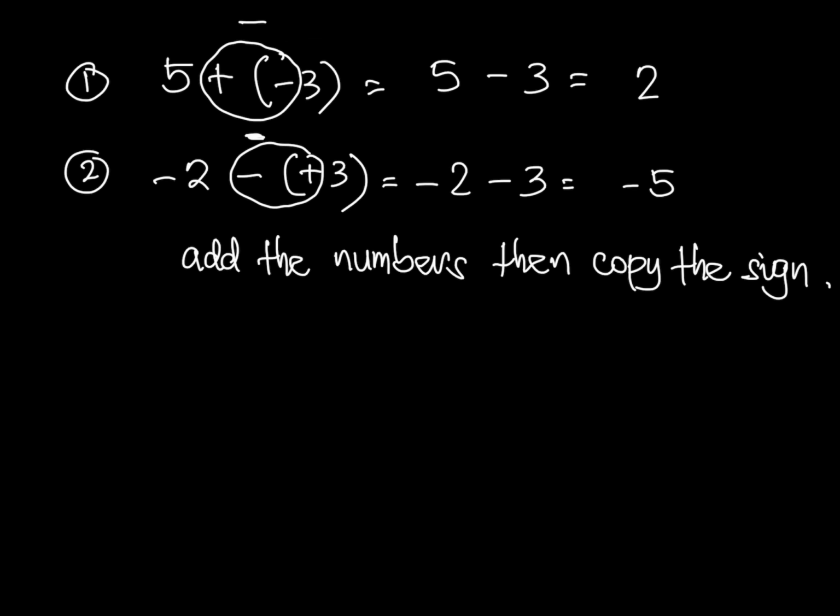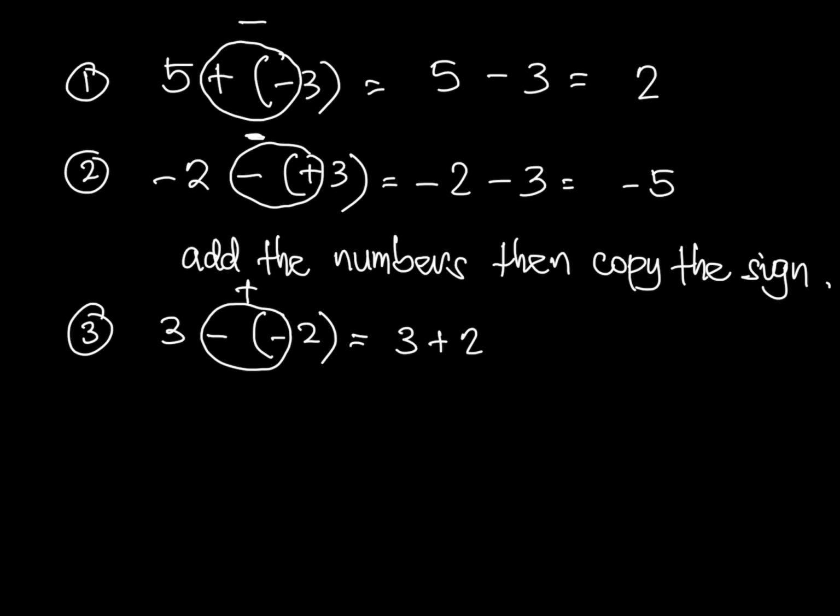And for the third example, if you have 3 minus negative 2. So it's a combination of addition and subtraction now. In here, you have minus minus, so it will become plus. So your problem now will become 3 plus 2, and that is 5.